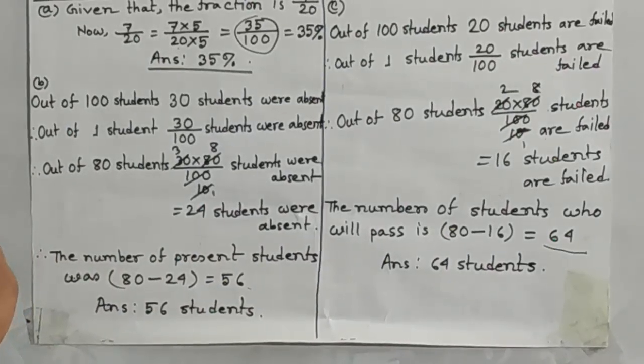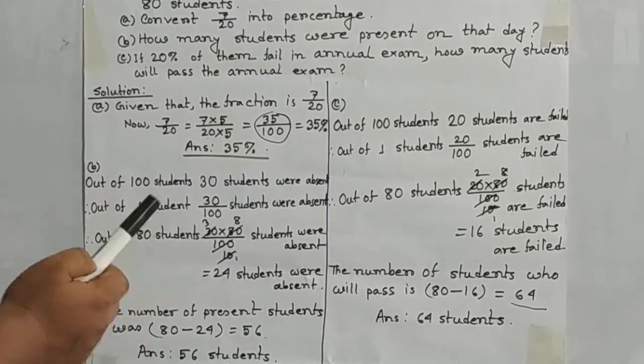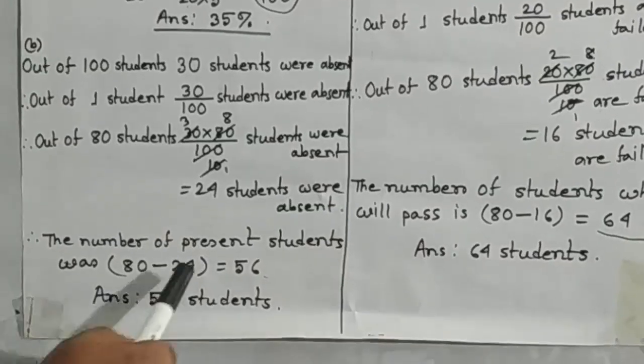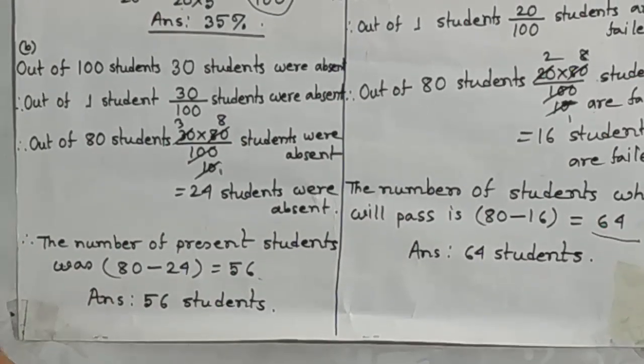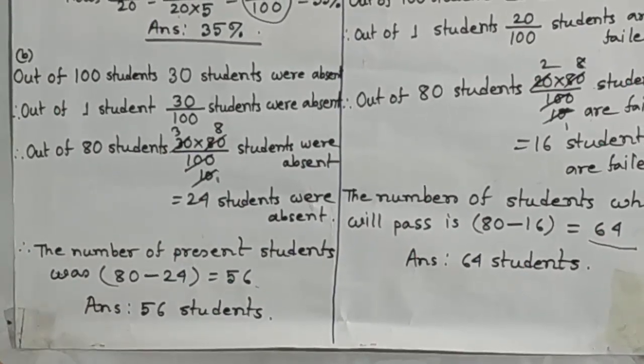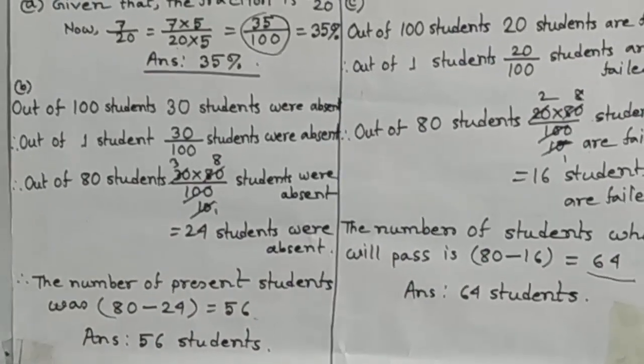But students, notice the question asks you to find the present students. So how can we find it? We subtract the absent students from the total students. That means 80 minus 24. If we subtract 24 from 80, we get 56. And 56 students is the answer.